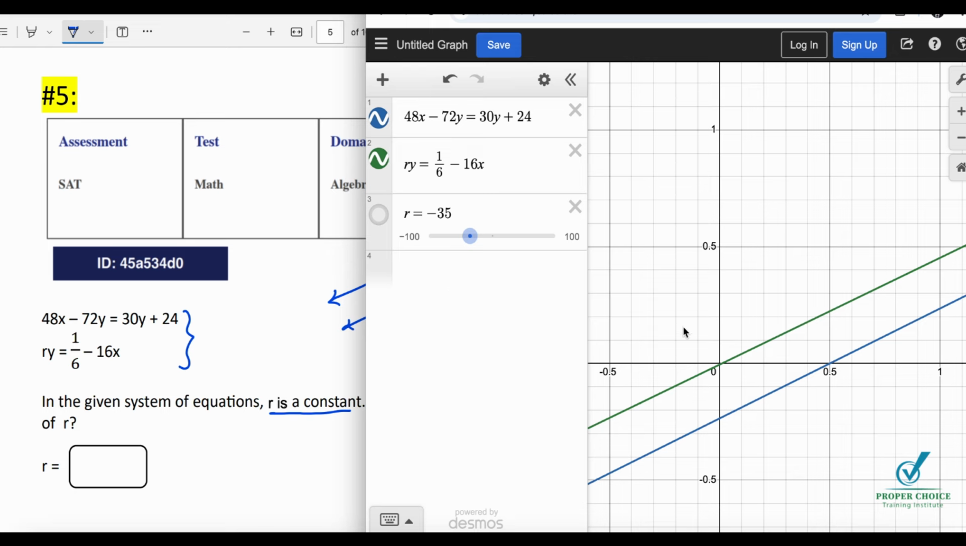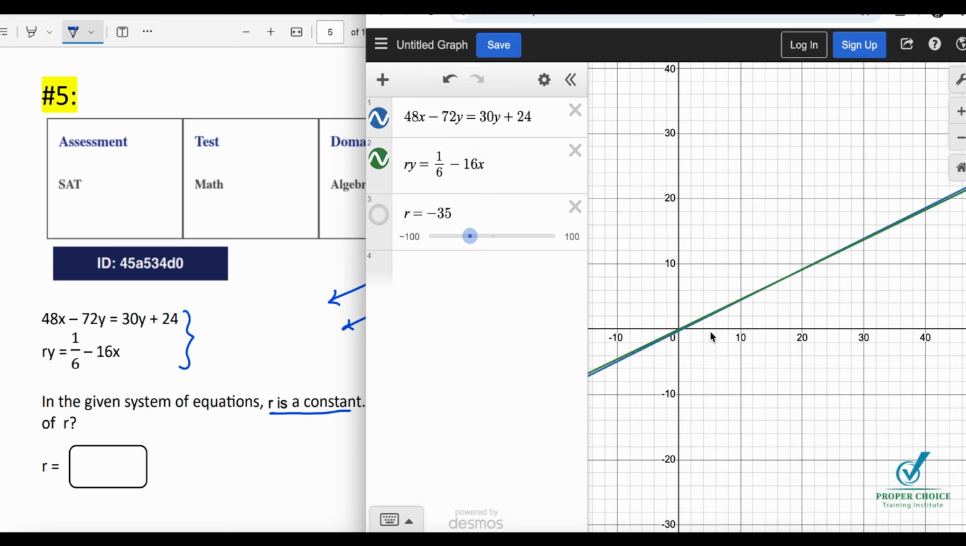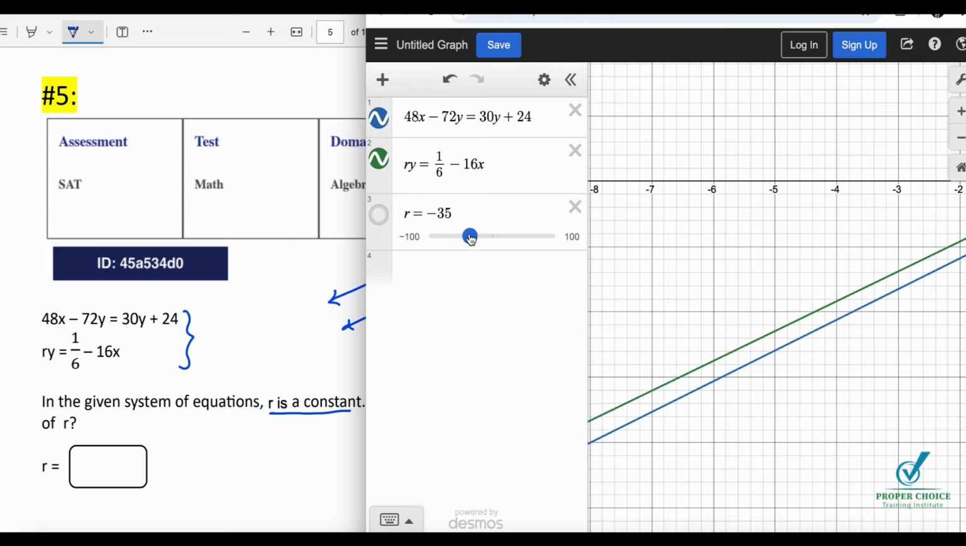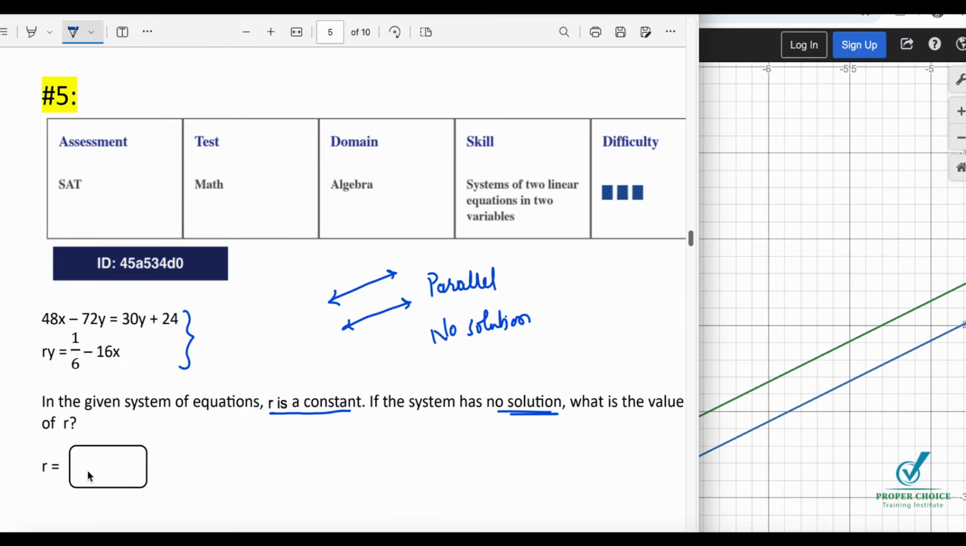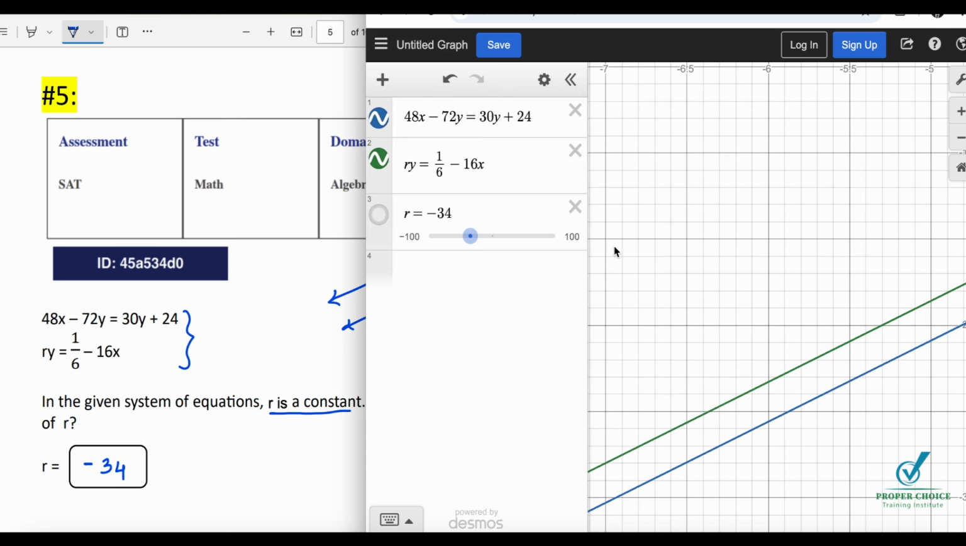Is it parallel? If it is so, somewhere it is meeting, somewhere there is a gap, they are not parallel. Then from this one I can conclude that negative 34 is the value of r for which the lines turn out to be parallel, as you can see. So the value of r here is supposed to be negative 34. This is how you type it on DESMOS, use a slider, change its value and predict the right answer.